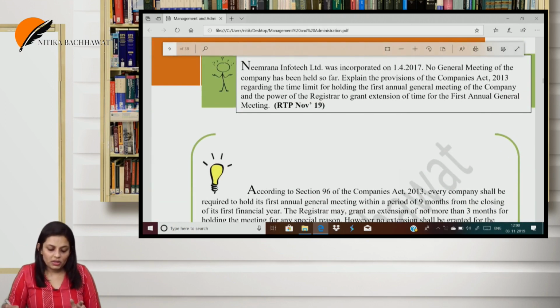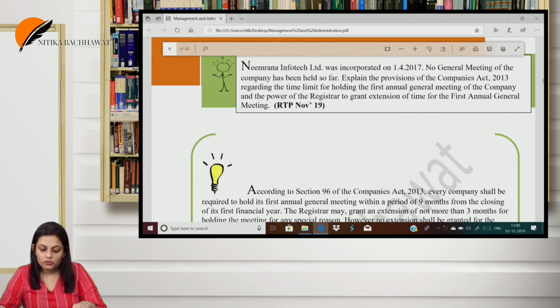The next question, Nimrana Infotech Limited was incorporated on 1/4/2017. No general meeting of the company has been held so far. Explain the provisions of the Companies Act 2013 regarding the time limit for holding the first AGM of the company and the power of the registrar to grant extension.